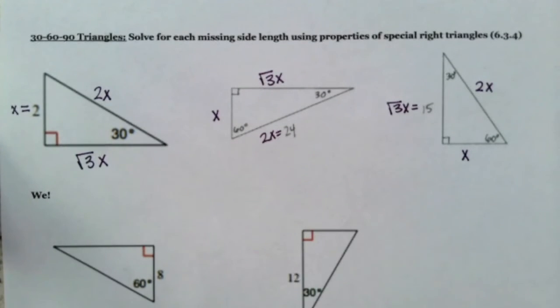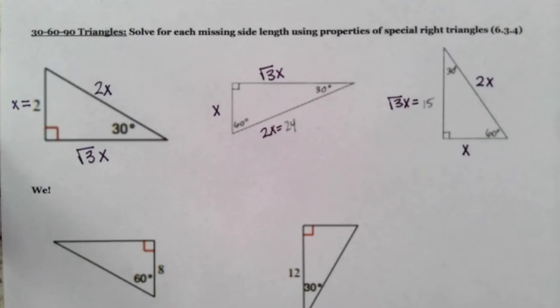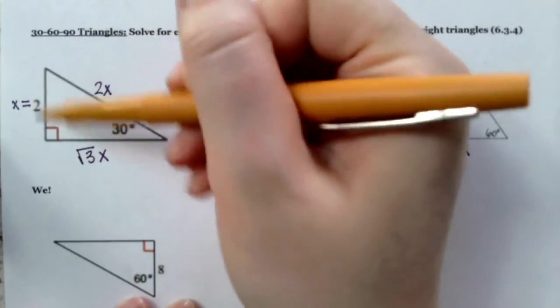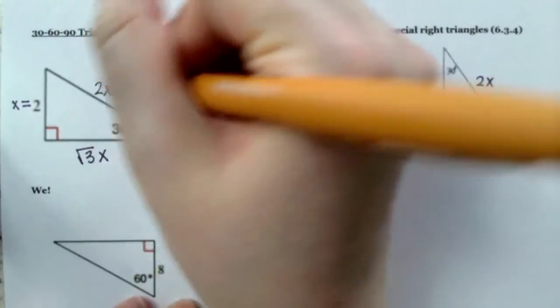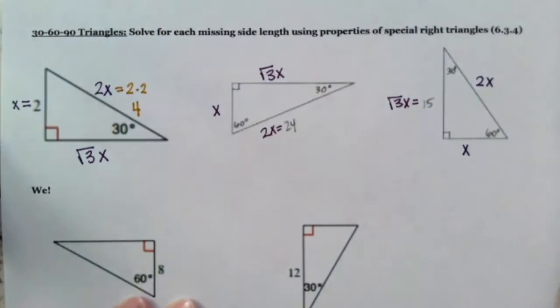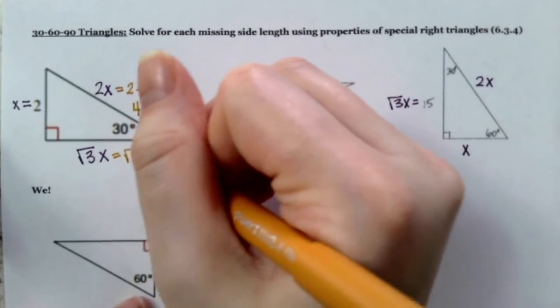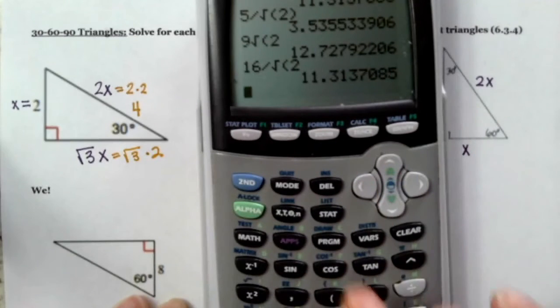So now I can go ahead and start solving. And I'm going to switch colors just so it doesn't get confusing. So over here, I know that x is 2. So I can just plug that into each of these formulas. So over here, I'm going to get 2 times 2, which is just 4. And over here, I'm going to get the square root of 3 times 2, which I'll need to use my calculator for.